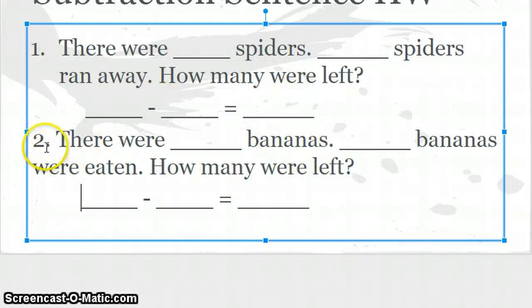You'll do the same with number 2. There were blank bananas. Here you write the number of how many bananas there were. Blank bananas were eaten. Here you write the number to show how many bananas were eaten. And then you want to solve for how many were left, how many bananas were left. So you'll plug in your numbers here, how many bananas there were, how many were eaten, and here you'll find your answer to show how many bananas were left.